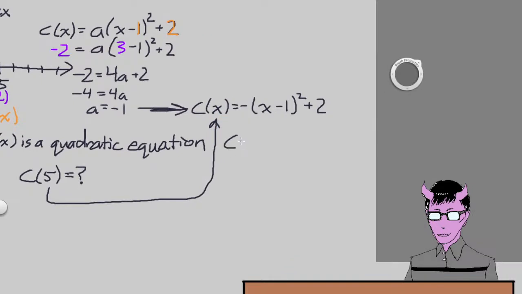Thereby getting c of 5 is equal to what? Now it just comes down to number crunching. So negative, the x value is 5. Copy paste the rest of this. So 5 minus 1 is 4. 4 squared is 16 with a negative in front. So that's going to be negative 16 plus the 2. So the final answer is thus negative 14. And we are good to go.